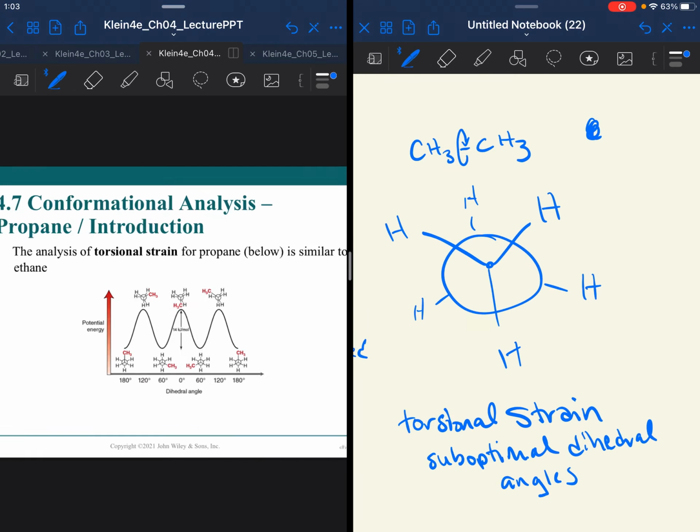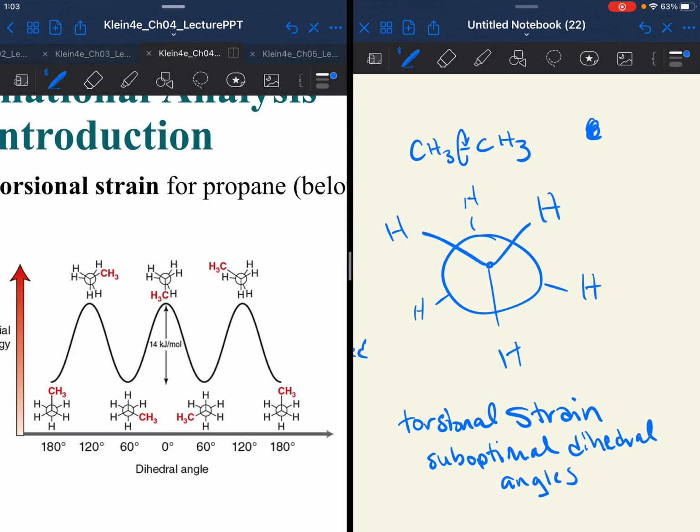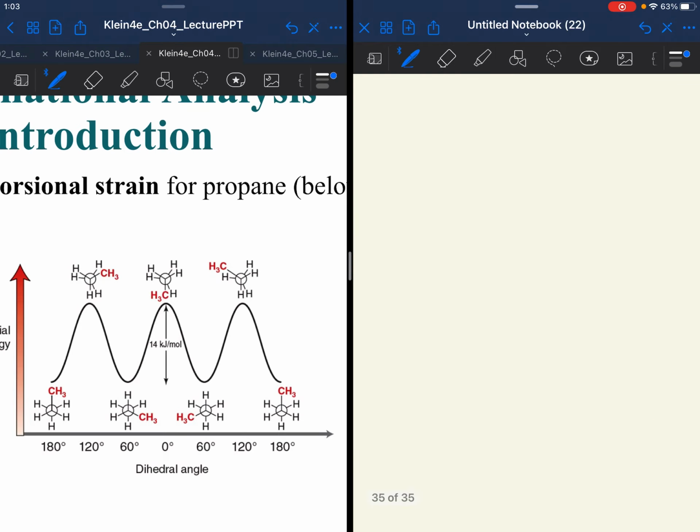Now, we see the same type of diagram here for propane. So what we're doing here is we are looking down the C2-C3 bond of propane. So that front carbon has a methyl group and 2 hydrogens. The back carbon has 3 hydrogens. And we see the same thing. All of the staggered are low energy. All of the eclipsed are high energy. But now the energy difference is a little bit bigger. It was 12 for ethane. It's 14 for propane. That's because the CH3 is bigger than a hydrogen.